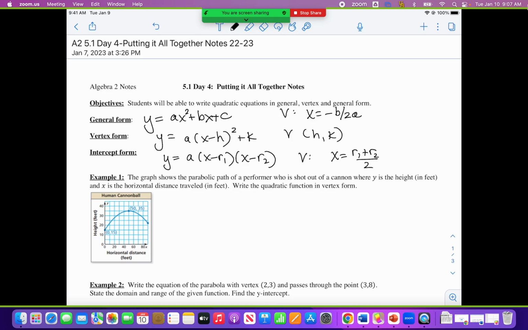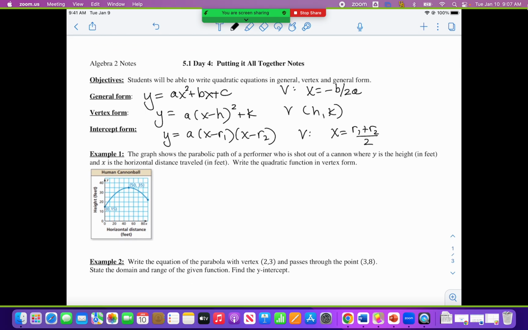So today we're really not going to do anything new. This is called putting it together. What you're going to need to do is look at the information that you're given and decide which form is best. In example 1, I have the graph that shows the parabolic path of a performer who is shot out of a cannon, where y is the height in feet and x is the horizontal distance traveled in feet. Write the quadratic function in vertex form.